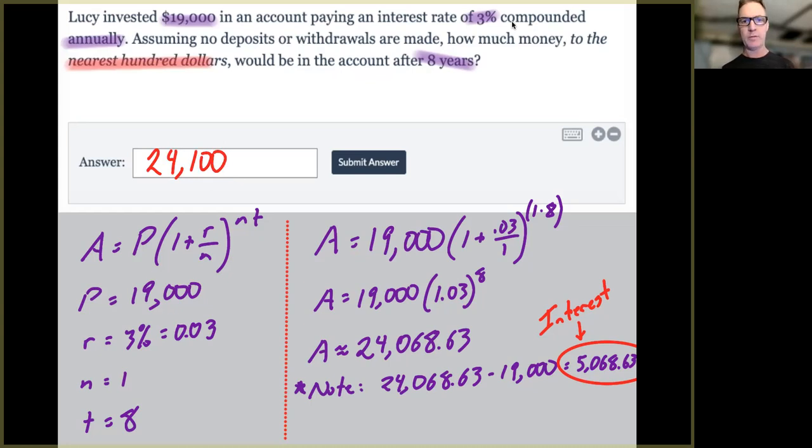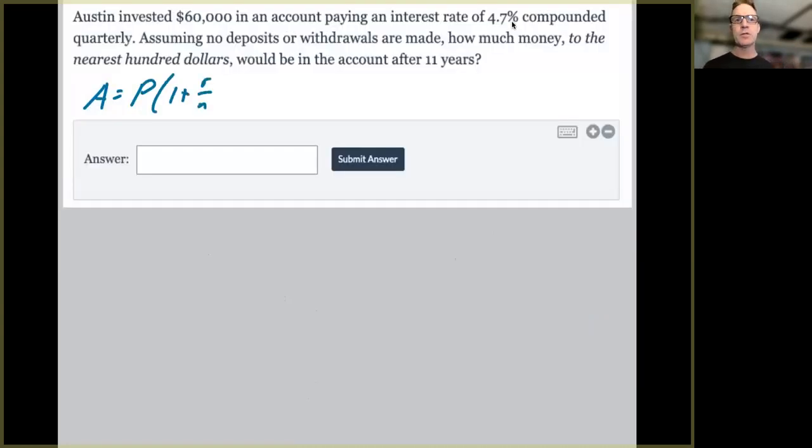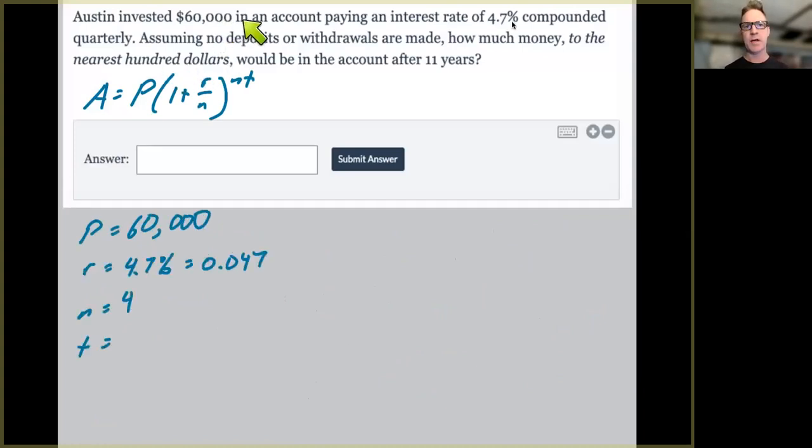Okay, let's look at the next one. So this one is a little different. Austin invested $60,000 in an account paying an interest rate of 4.7% compounded quarterly, assuming no deposits or withdrawals, of course. How much would Austin have to the nearest $100 after 11 years?